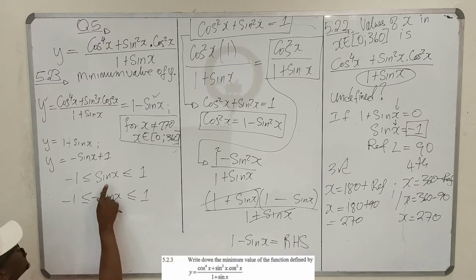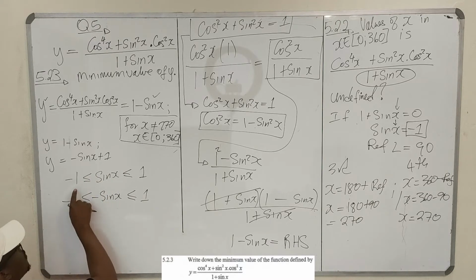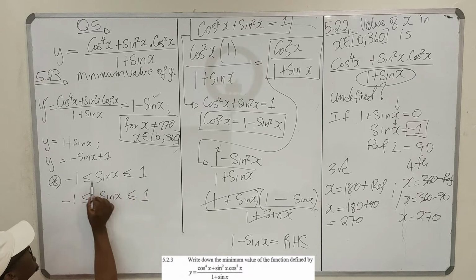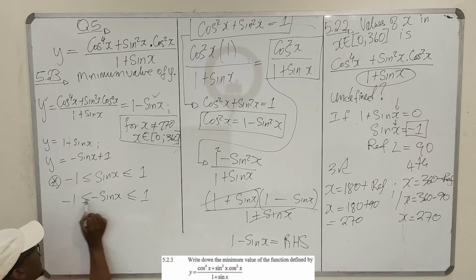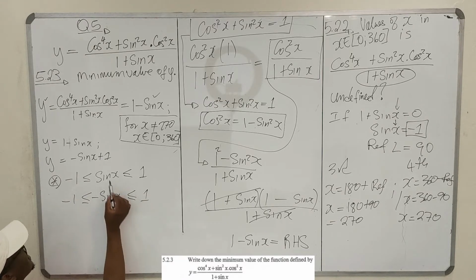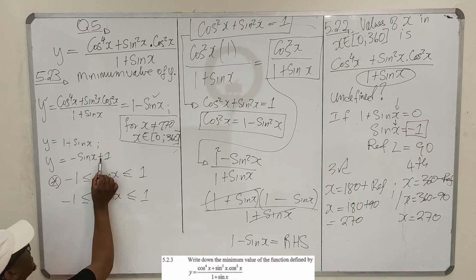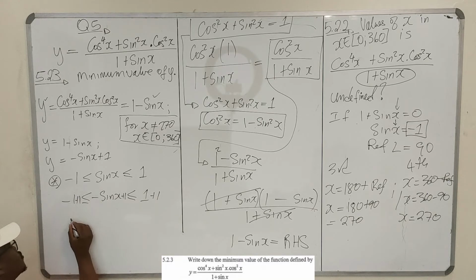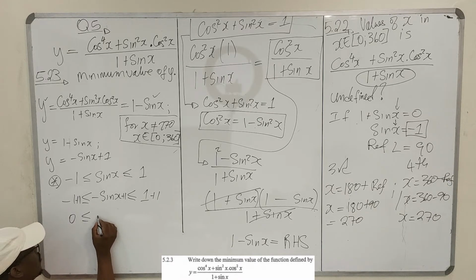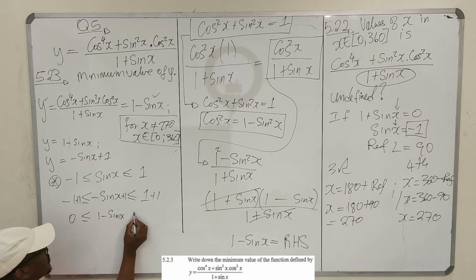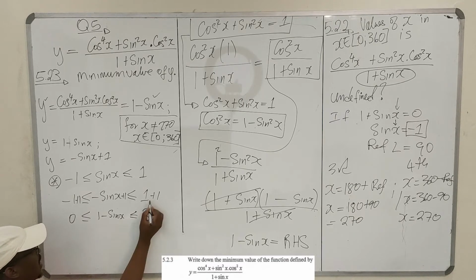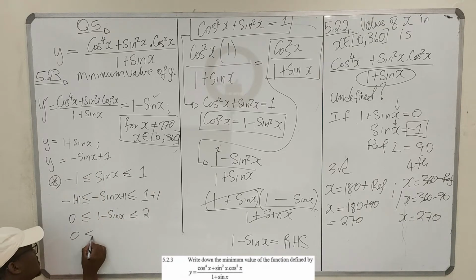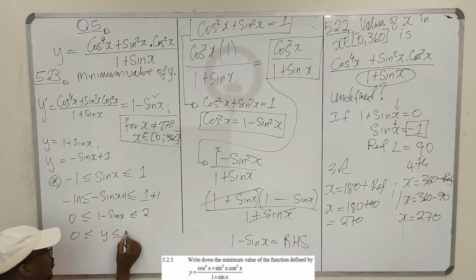What I'm trying to achieve is this. The natural range of sine is this one. Then if you multiply this natural range by minus 1, this is what you get. Now, for this to look like that, I must add 1. So I'll add 1 here, add 1, add 1. So I have 0 less or equal to 1 minus sine x less or equal to 2. And this is your y. So 0 is less or equal to y, less or equal to 2.